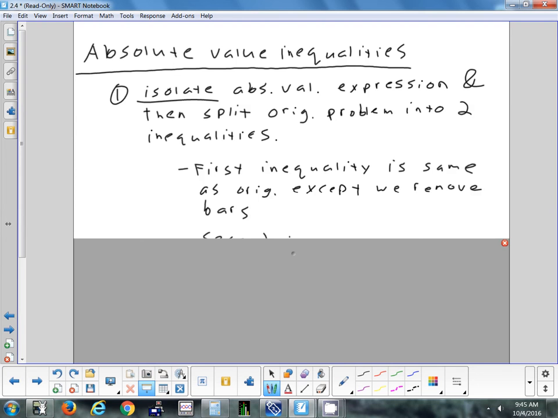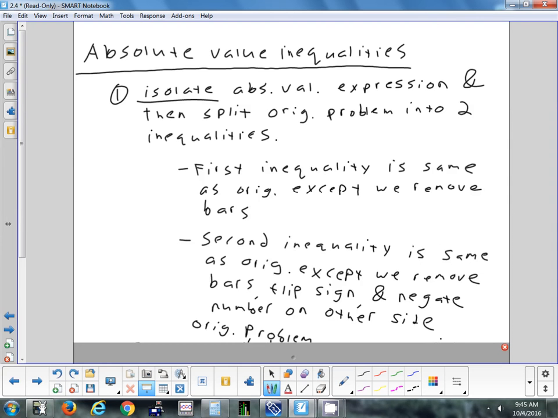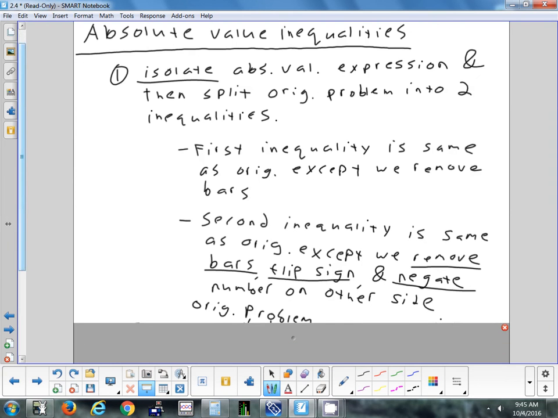So when you have an absolute value inequality, the first one you split it into is exactly the same as the original. Just take out the bars. Does anybody remember what the second one was? You have to take out the bars and do one extra thing. Negate the number on the other side. Yeah. So the second inequality is the same as the original, except you remove the bars, negate the number on the other side, but remember what happens if you make a number negative. With an inequality, if it becomes negative, you also have to flip the sign. So that's an extra thing we didn't have to do yesterday.